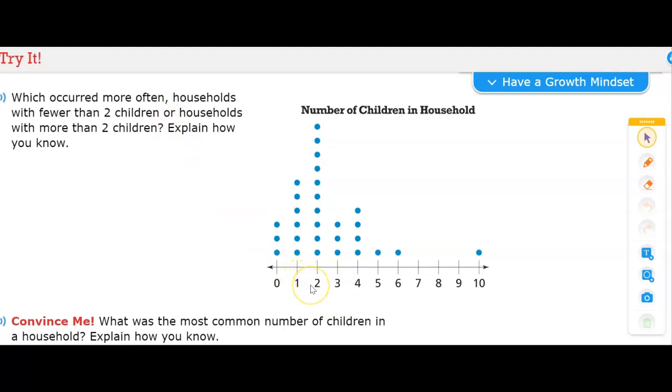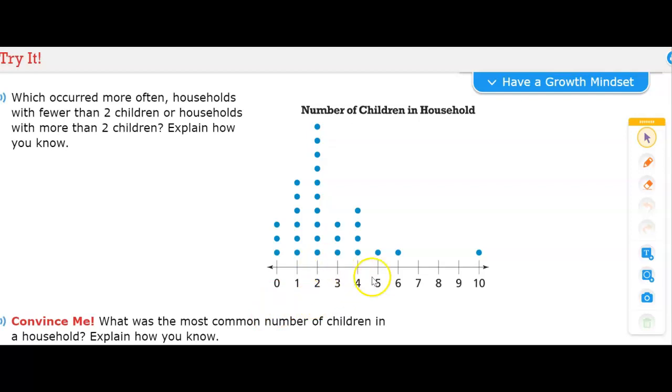Here's 2. So having fewer than 2, we would look to the left. So there's 1, 2, 3, 4, 5, 6, 7, 8, 9 dots to the left of 2. So there are 9 households with fewer than 2 children. Then the next is more than 2 children.